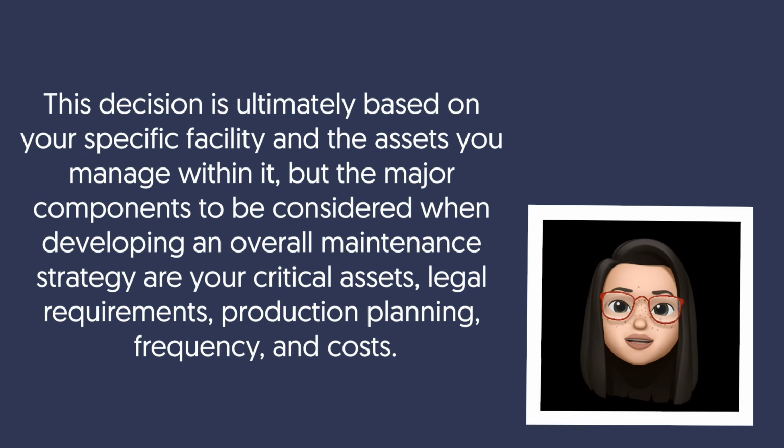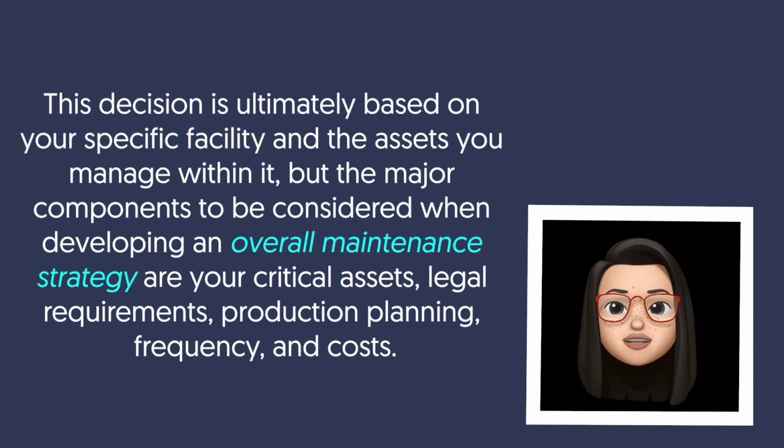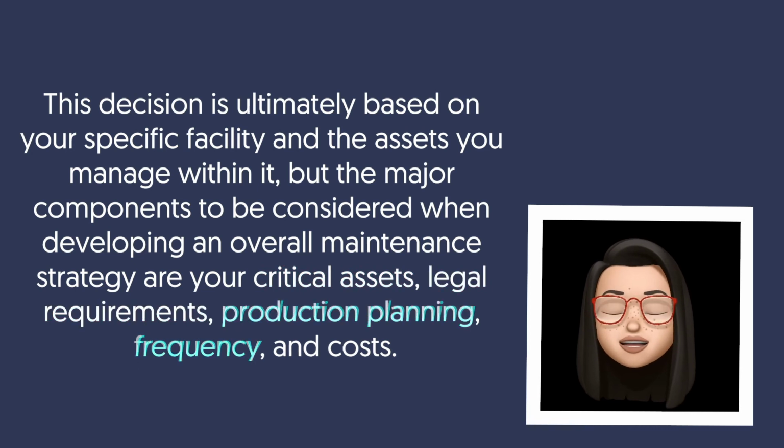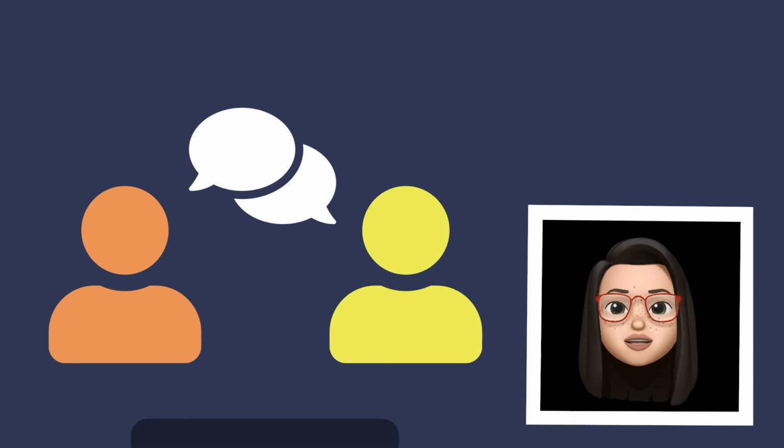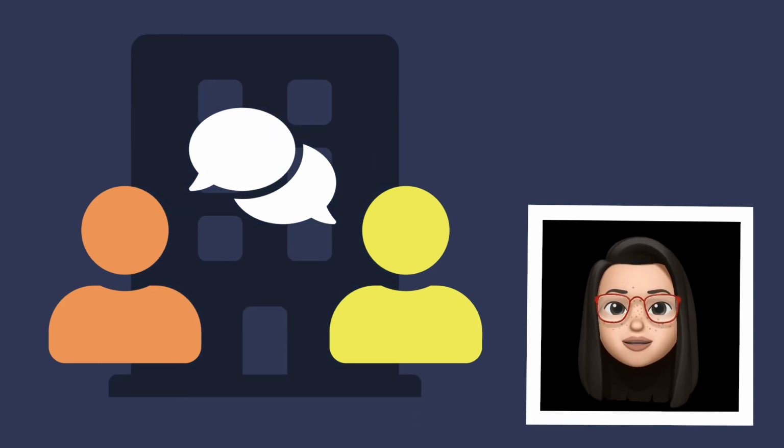Finally, we covered how to choose which is the right approach for your team and your company. This decision is ultimately based on your specific facility and the assets you manage within it, but the major components to be considered when developing an overall maintenance strategy are your critical assets, legal requirements, production planning, frequency, and cost. Above all, team communication is critical when building your program to keep team members informed and motivated to drive success.